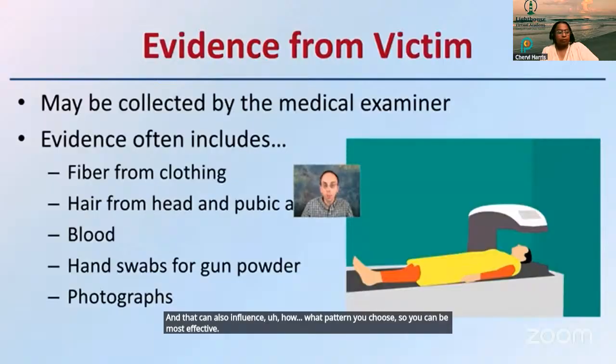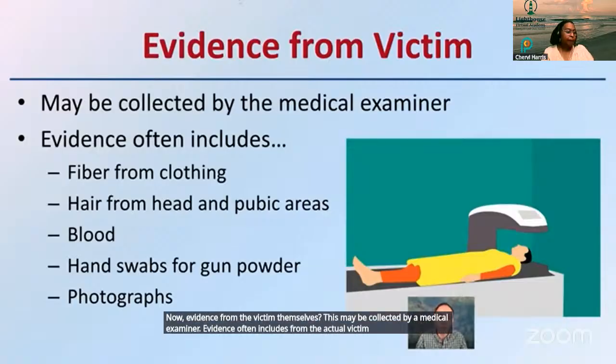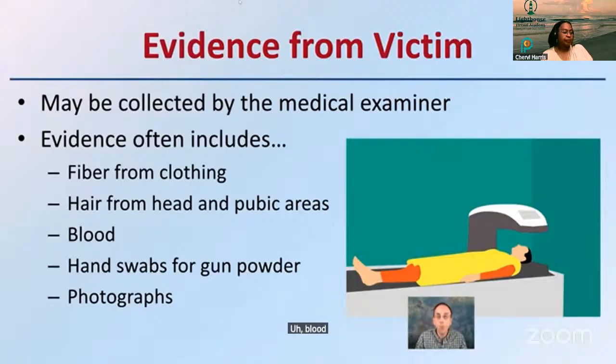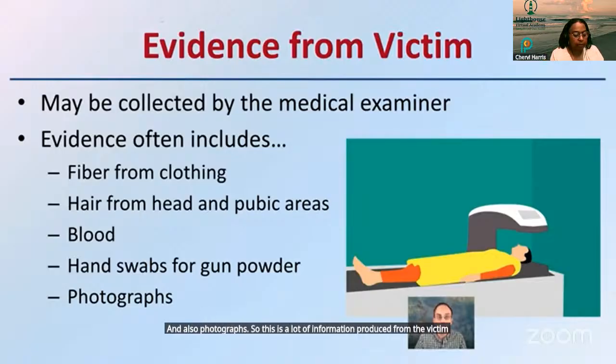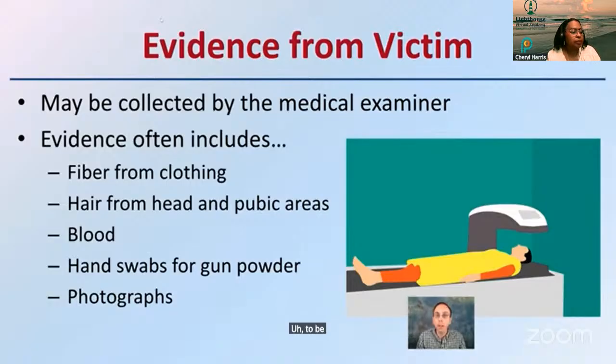Now, evidence from the victim themselves may be collected by a medical examiner. Evidence often includes fiber from their clothing, hair from their head and pubic areas, blood, hand swabs for gunpowder if that was suspected to be part of the crime, and also photographs. So this is a lot of information just from the victim, never mind the surrounding area. Just keep these in mind when we go through and search a crime scene to be effective and efficient, because it is only a one-time shot at getting that evidence undisturbed.